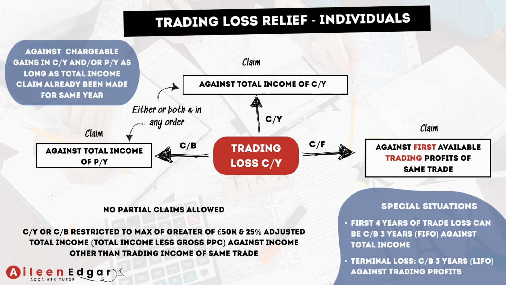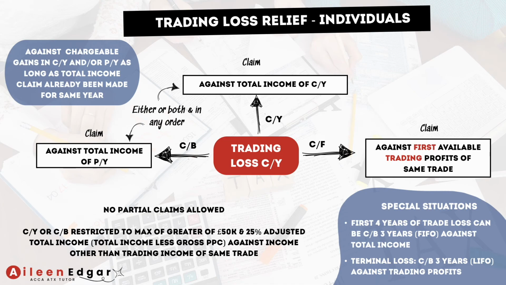And a couple of special situations to watch out for. We have the terminal loss relief, just like we had for companies. It's a way that we can carry our loss back further than under normal rules. So if our business ceases trading, we can carry our loss back 3 years, last in, first out basis, just the same as it was for companies. And we're going to set it off against trading profits.